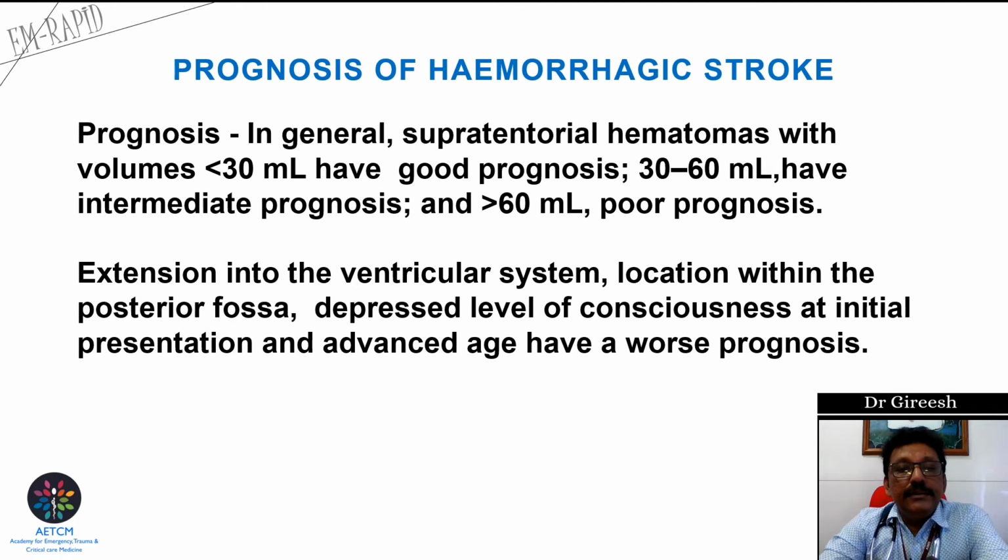The prognosis of hemorrhagic stroke: in general, supratentorial hematomas with volume less than 30 ml have a good prognosis, 30 to 60 ml have intermediate prognosis, and more than 60 ml have poor prognosis. Intraventricular extension, and location within the posterior fossa, because that's a small, compressed area. If a bleed occurs there, the patient will deteriorate very fast. Depressed level of consciousness at initial presentation, all are bad prognosis. Even advanced age is a bad prognosis.